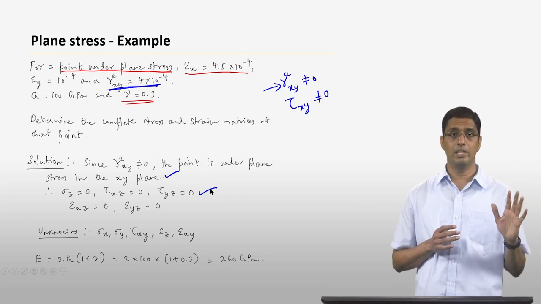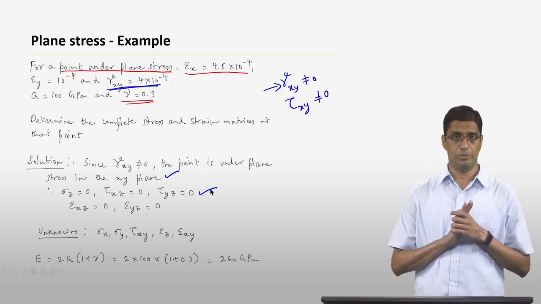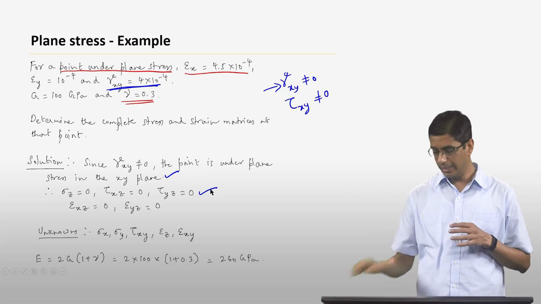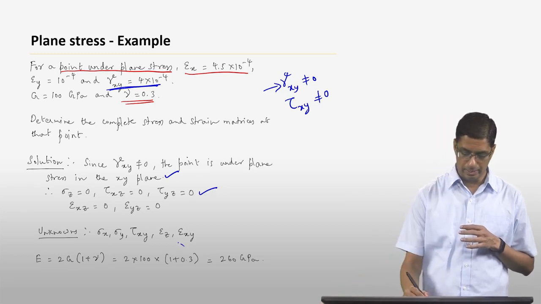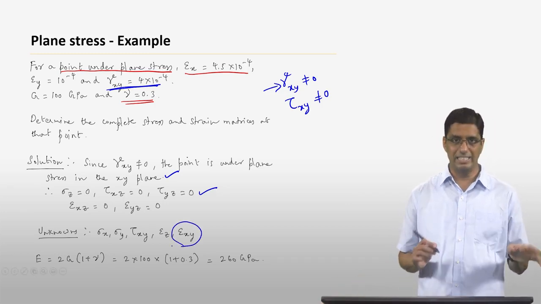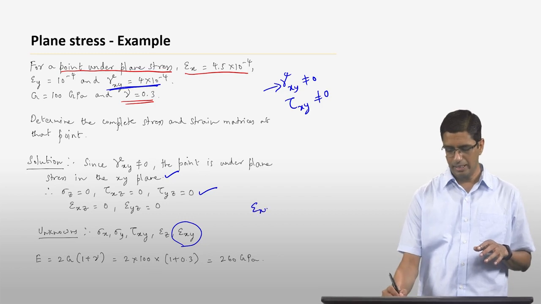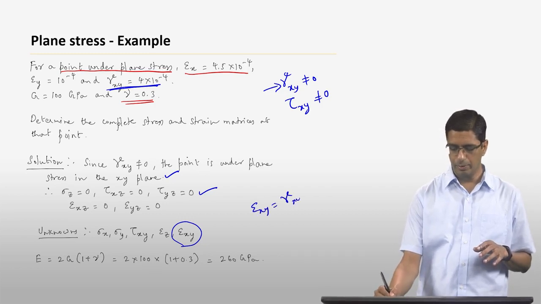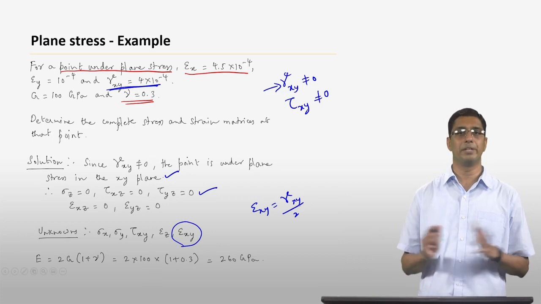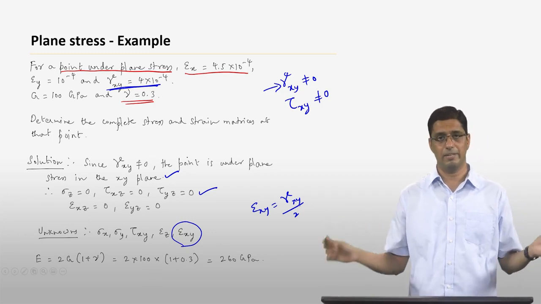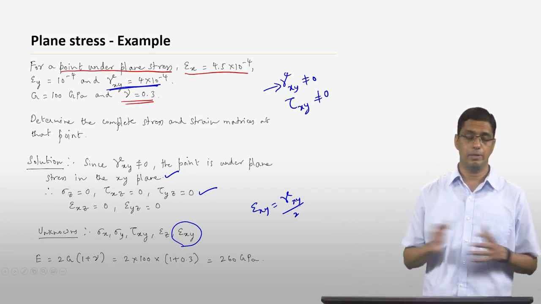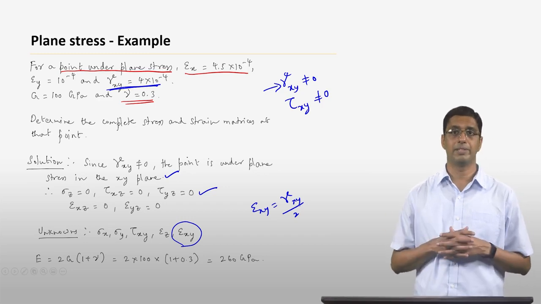So which means that you have only 4 unknowns. Okay, so here I have put epsilon xy as an unknown. But it's actually a trivial unknown because epsilon xy is nothing but gamma xy over 2. So in some sense, you can say that you already know epsilon xy. It's just a factor of 2 multiplied with the gamma xy.